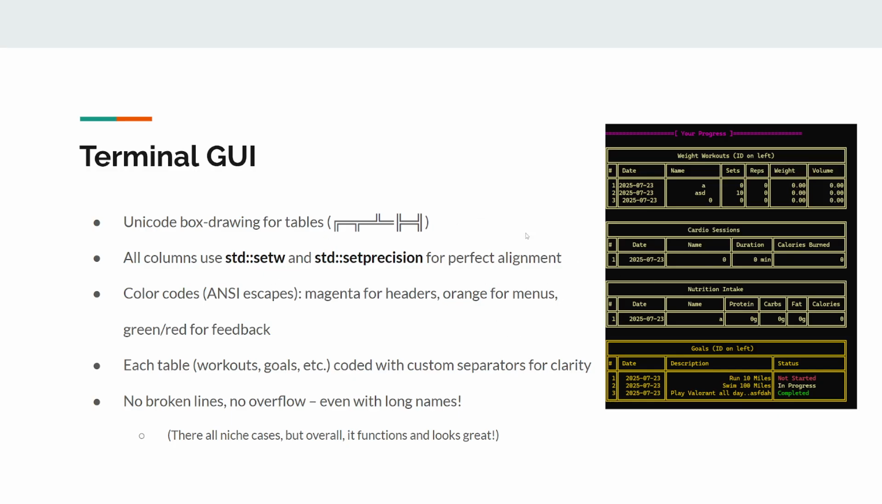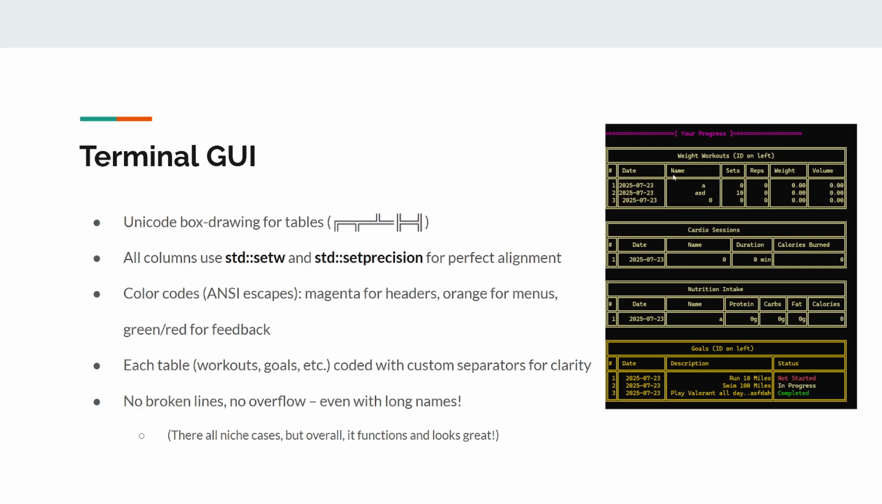For the colors, I actually use ANSI escapes. I use magenta for headers, orange for main menus, and green and red for feedback, like not started and in progress. Each table was coded with custom separators and also their own titles. There are no broken lines, even with longer names.